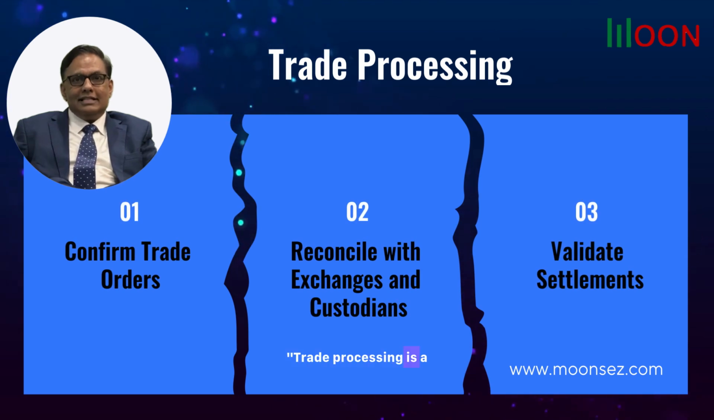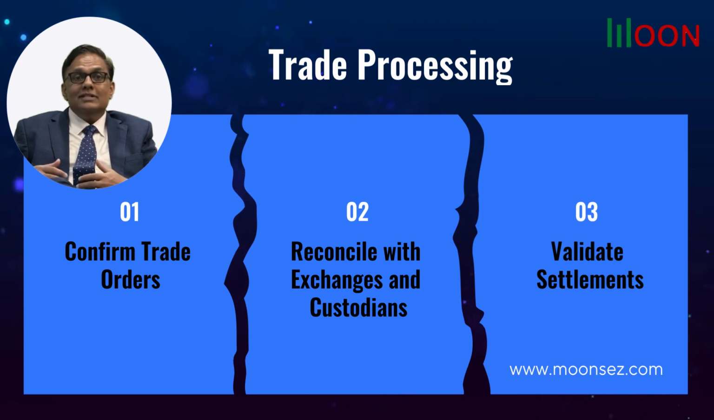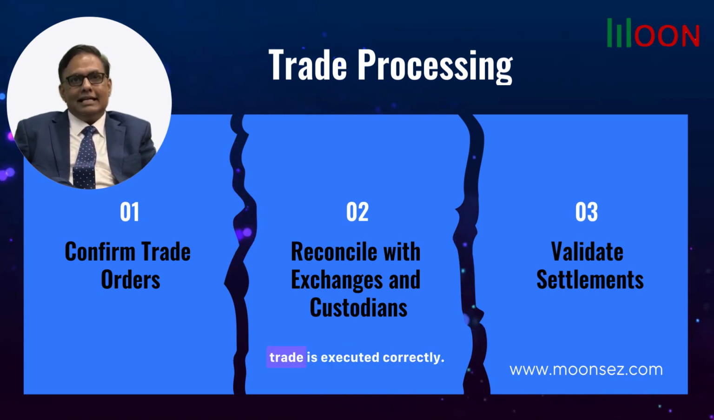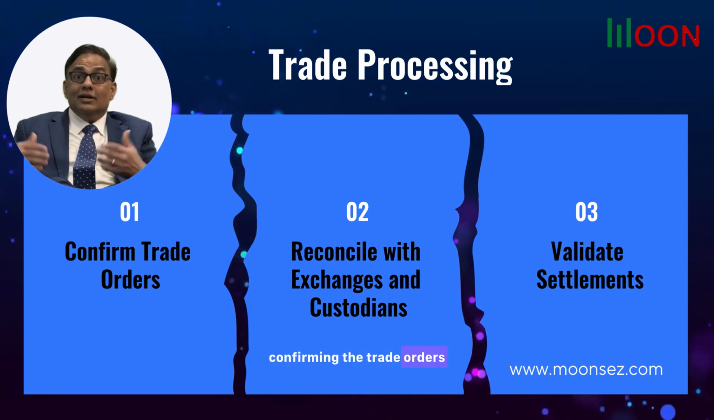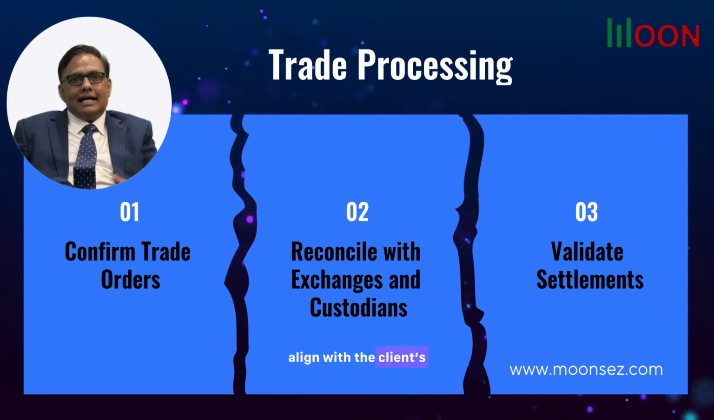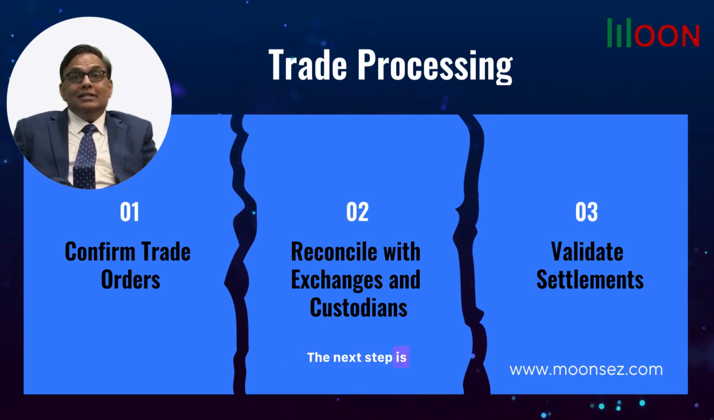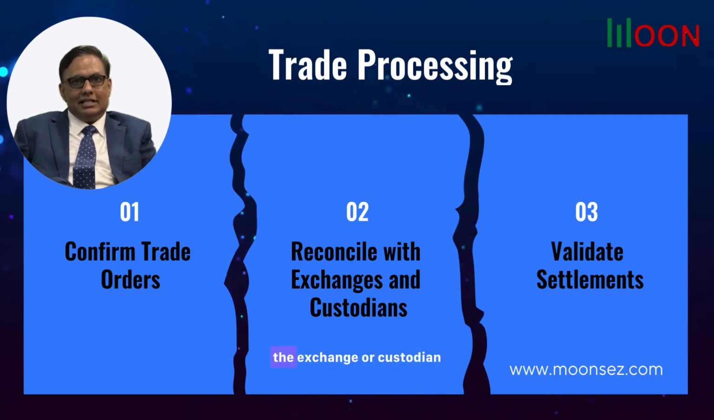Trade processing is a core task for capital market intermediaries, involving multiple stages to ensure each trade is executed correctly. The day begins with confirming the trade orders placed by clients, verifying that the trade details align with the client's instructions. The next step is trade reconciliation. This process ensures that the trades match with the exchange or custodian records and any discrepancies are flagged for resolution.